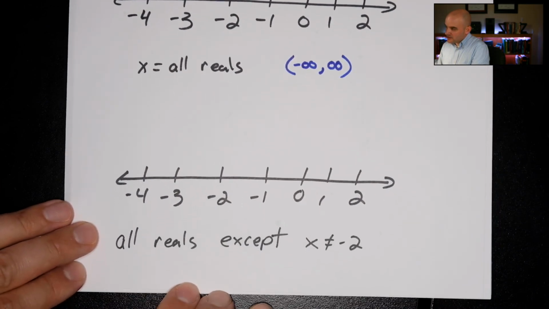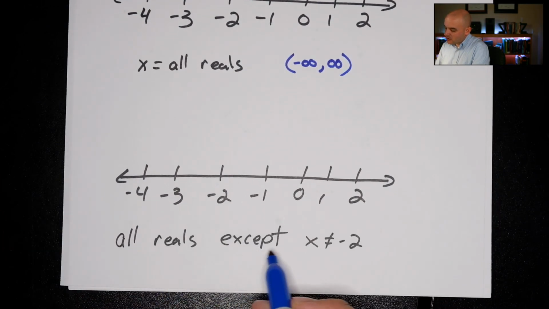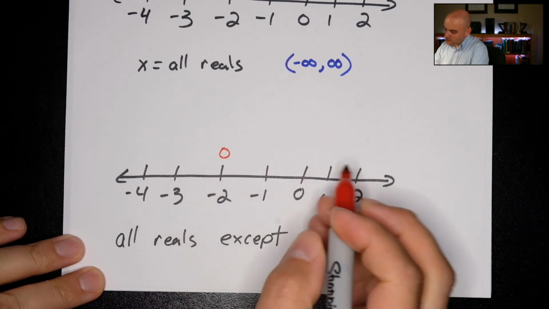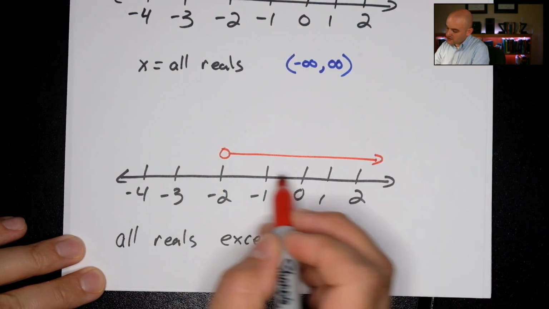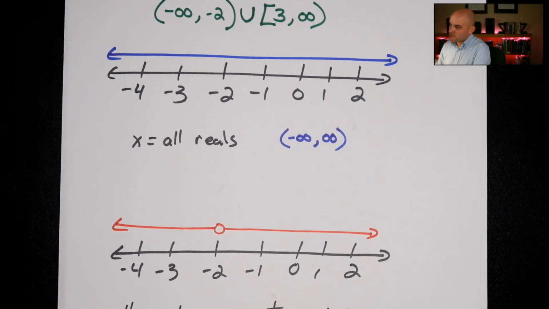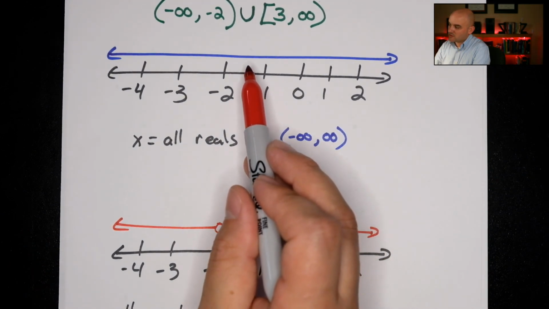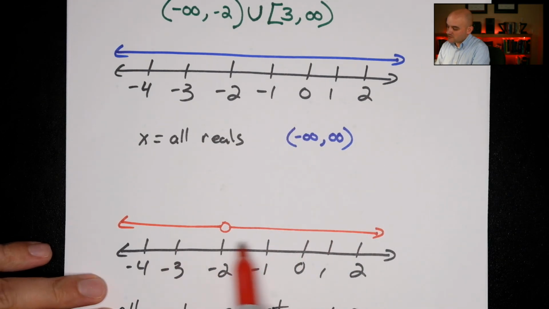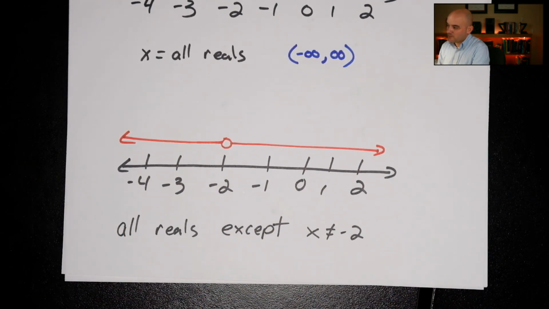All right, let's look at another one. This one says all reals except for negative 2. So this is how we would draw this one out. Right here's negative 2. There's a hole right there. And we're going to go to positive infinity that way and negative infinity that way. Notice the difference in the way those look. This one is all reals. This one is all reals except for negative 2.